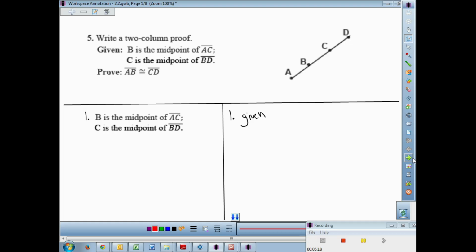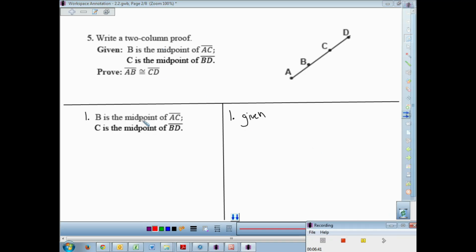So let's start like this. Read the given. They gave me how many things, my friends? Two. So we will put both of those things in our step 1, and we will write them on top of each other, and we'll separate them with a semicolon. So B is the midpoint of segment AC. You just write that verbatim. And C is the midpoint of segment BD, on top of each other, and then you justify it with given. So pause the video, get those written down.